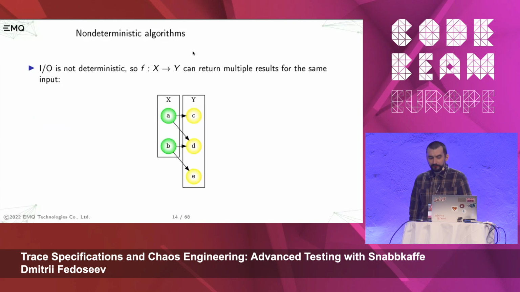The problems begin when your program starts to interact with the real world. The real world is unpredictable, so we can no longer model it using deterministic functions. Input-output is not deterministic. So, as is shown on this picture, now our function f can return multiple values for the same input.